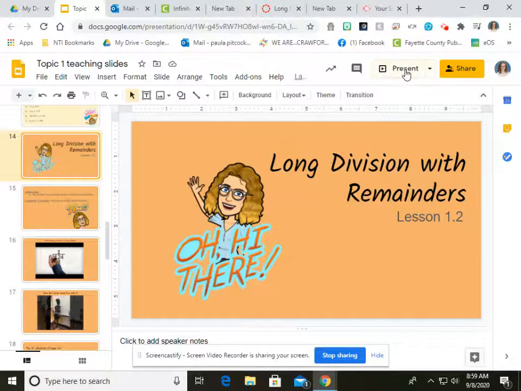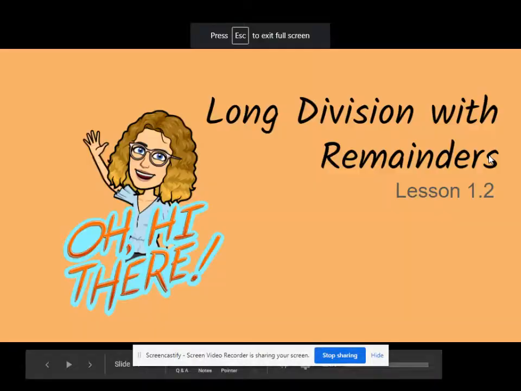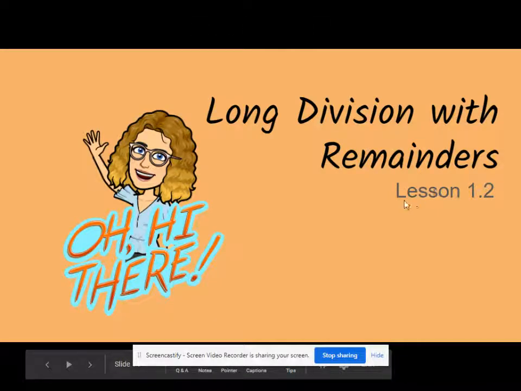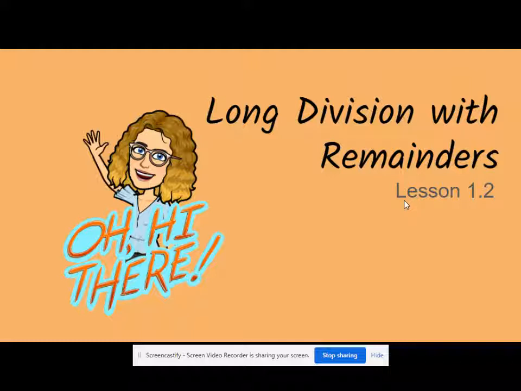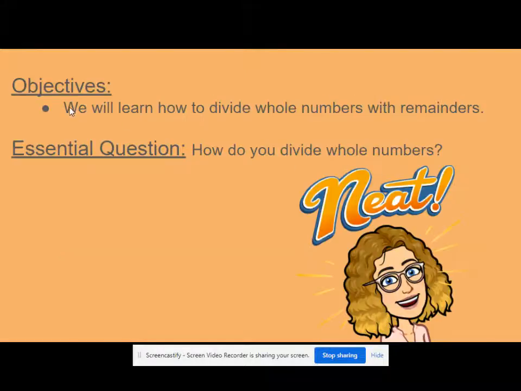Guys, today our lesson is on long division with remainders. This should be a review from elementary school, but if it's not, it's okay. You'll learn it today. So our objective is to learn how to divide whole numbers with remainders, and our focus is going to be on the process. We will eventually use this knowledge to help us divide decimals.